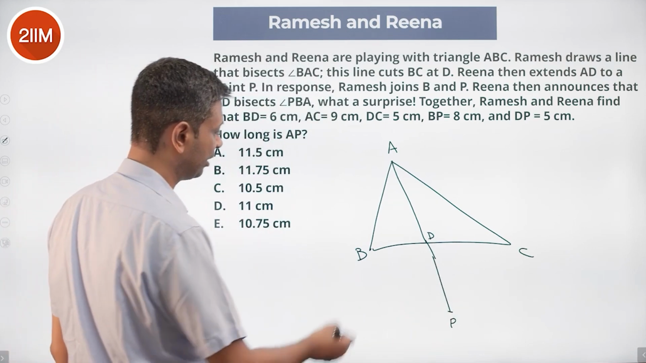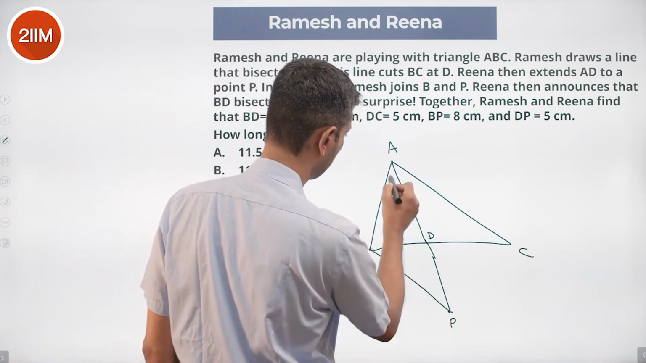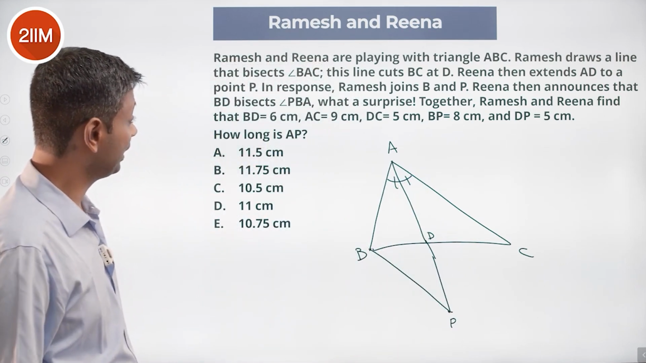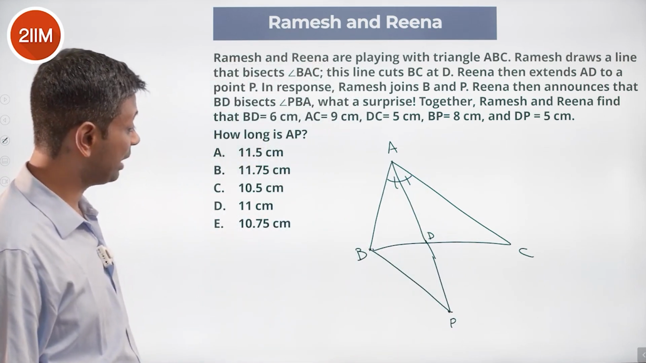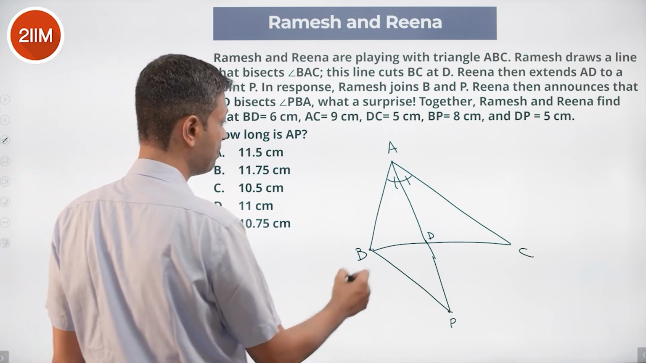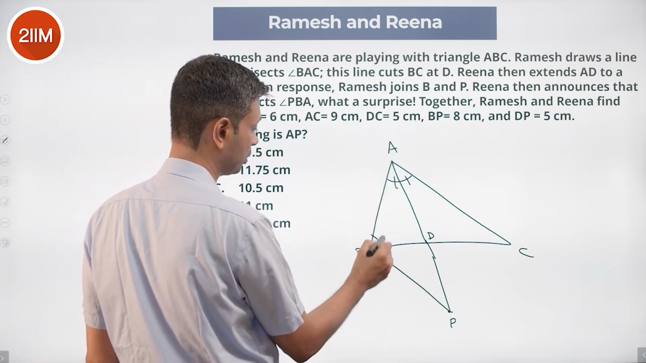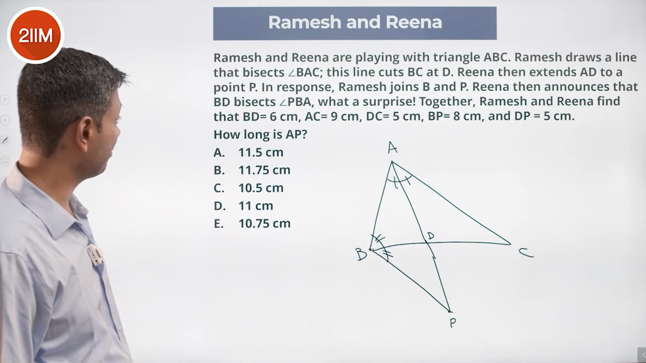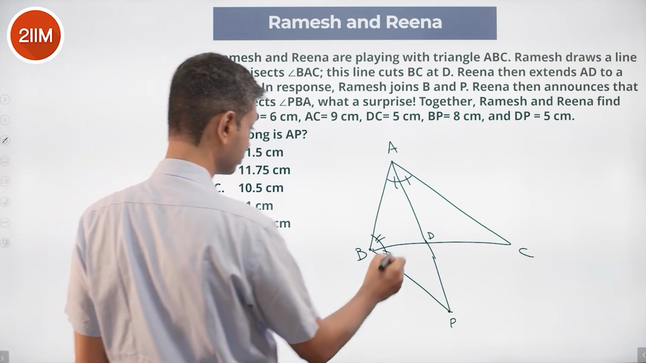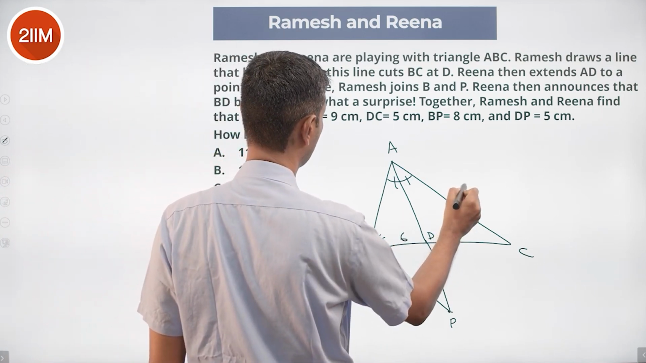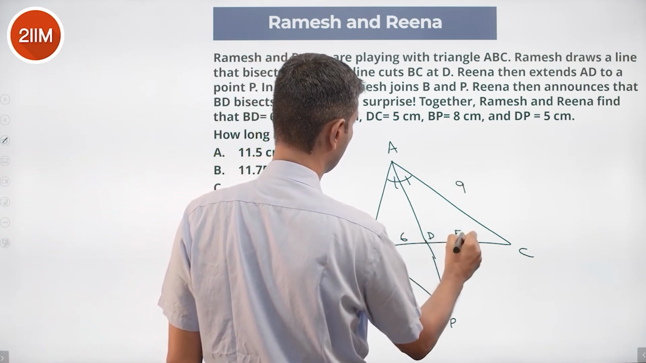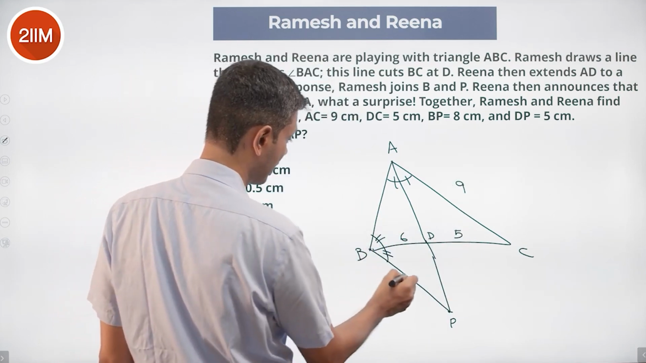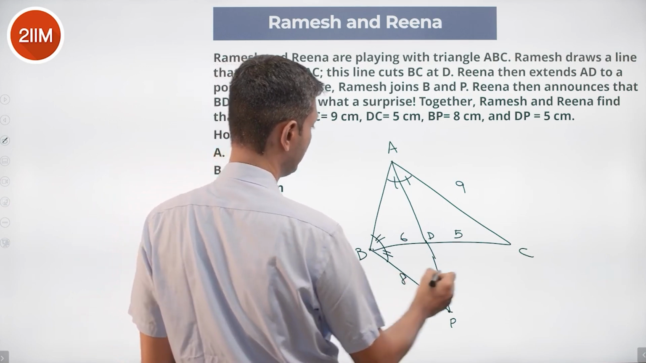Ramesh joins B and P. Oh, nice. This is a bisector. Reena then announces that BD bisects angle PBA, or this is equal to this. Together, Ramesh and Reena find that BD is 6, AC is 9, DC is 5, BP is 8, and DP is 5.